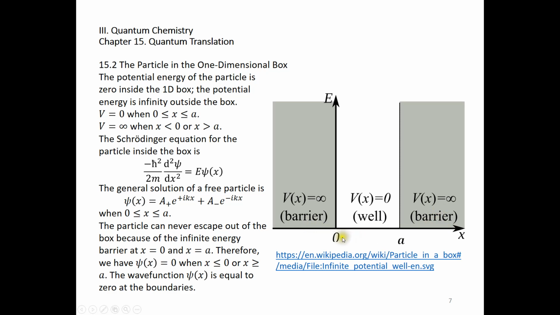And now we know even at the two boundaries, when x is 0, the wave function must also be 0, just to make sure this wave function is continuous at this point. And the wave function is also 0 when x equals A, because when x is greater than A, the wave function must be 0. Therefore, to ensure the wave function is continuous, its value must be 0 when x is 0 or A.